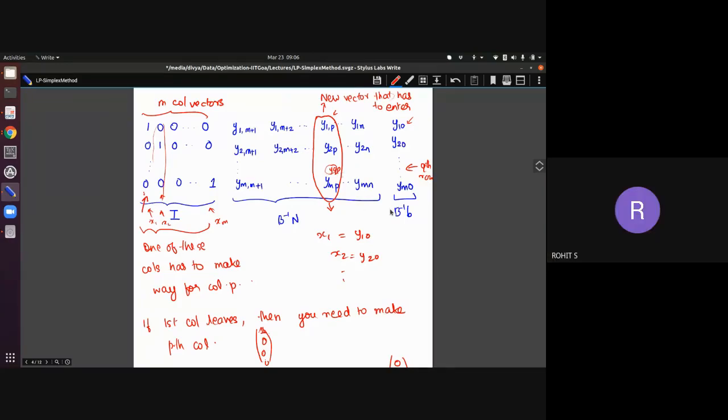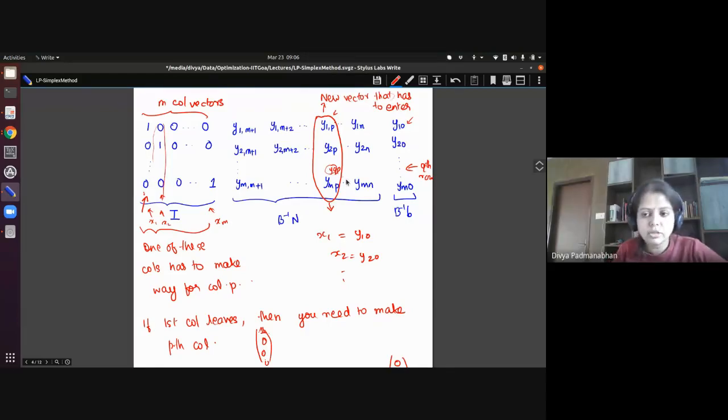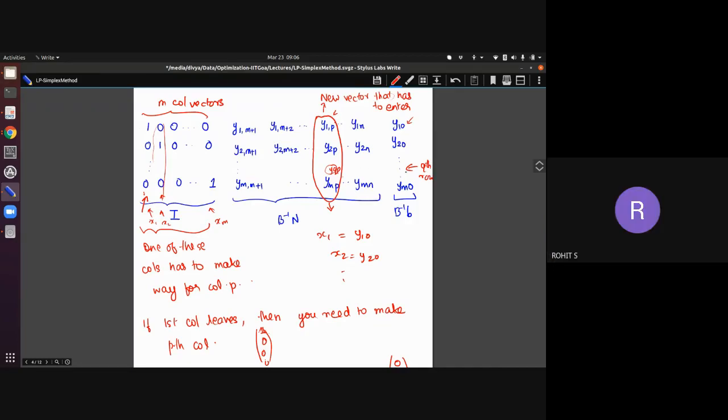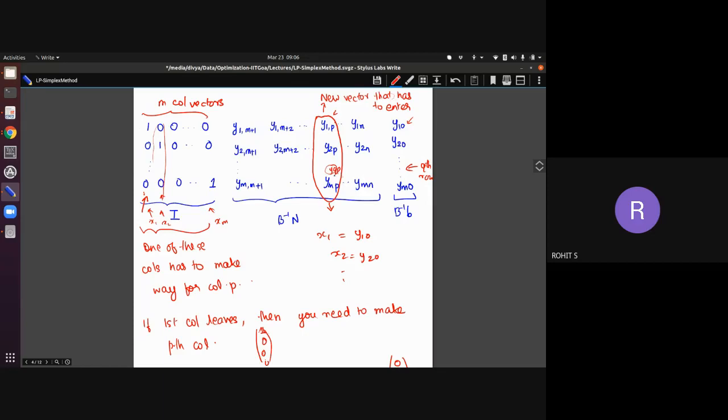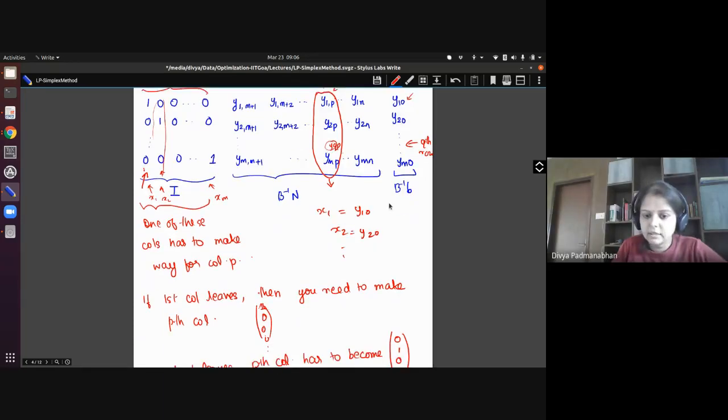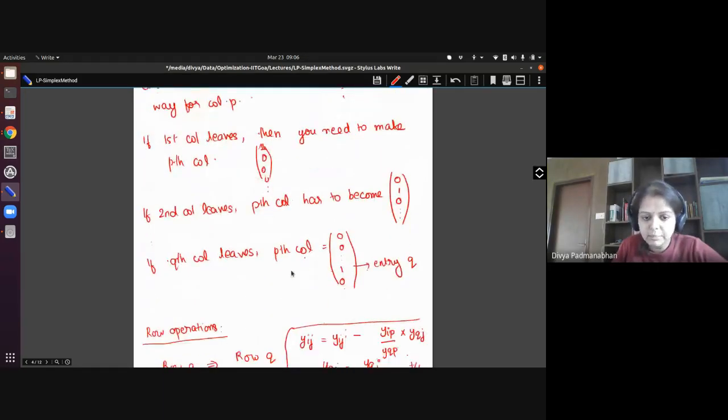The Gauss elimination row operations. Can you tell me specifically what are the row operations that you would do? Divide the qth row by yqp. Yes. And then subtract like a ratio thing. Yes, exactly. That's exactly what this step is going to do.